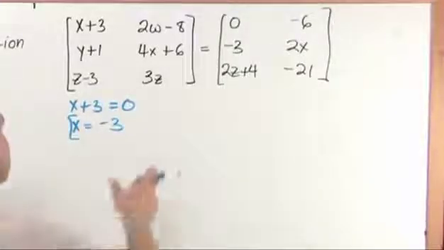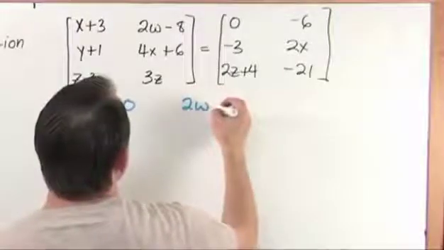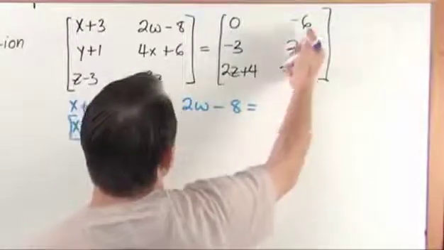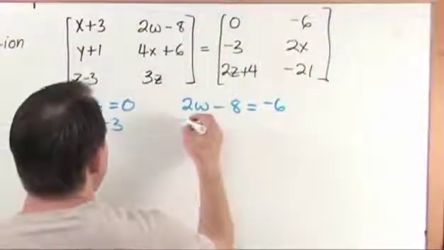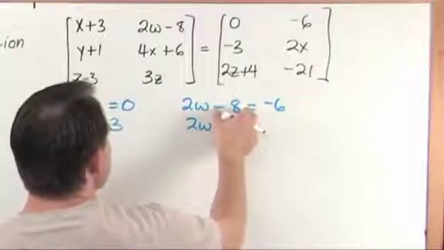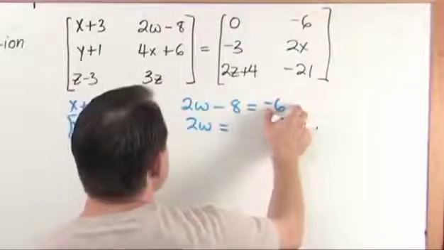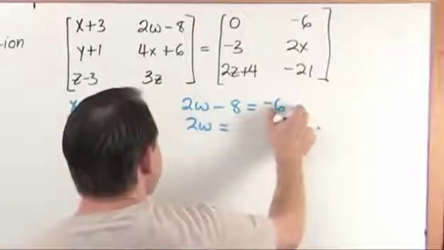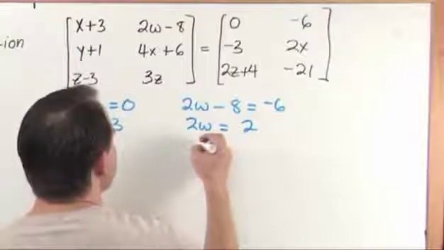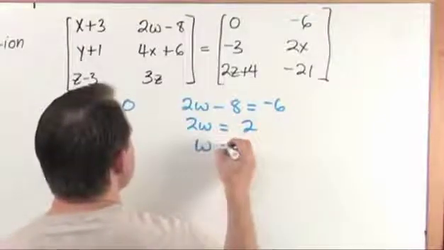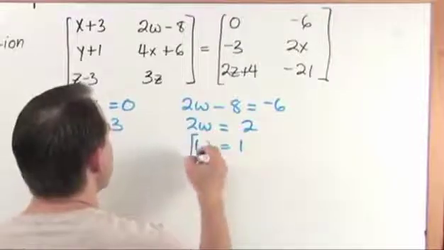Okay, let's go to this one here. 2w minus 8 has got to be equal to -6, because this is a corresponding element. So what you'll have is 2w is equal to, moving the 8 over here, you add 8 to this side. -6 plus the 8 that you're adding is going to give you a +2. And then to solve for w, you divide both sides by the 2, and you're going to have a 1. So w is going to be equal to 1, and you circle that as an answer.